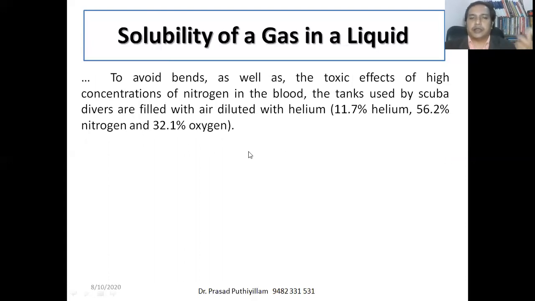The oxygen cylinder will not always contain only oxygen. That case we'll discuss in later cases. It will be a mixture of gases with more oxygen content. So in such cases where a diver goes to a depth in the ocean, the nitrogen is diluted with helium. 11.7% helium, 56.2% nitrogen, and 32.1% oxygen will be there. So that is the practical application. That is data people calculated with Henry's law only.